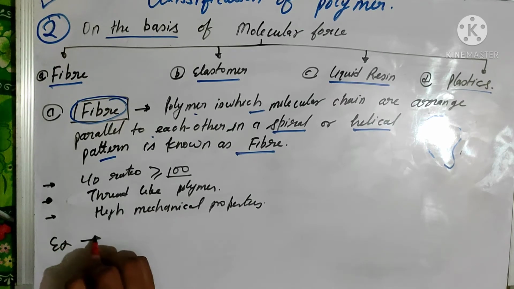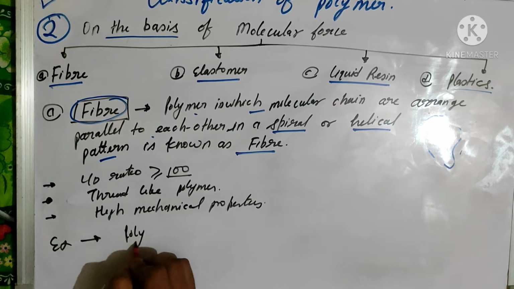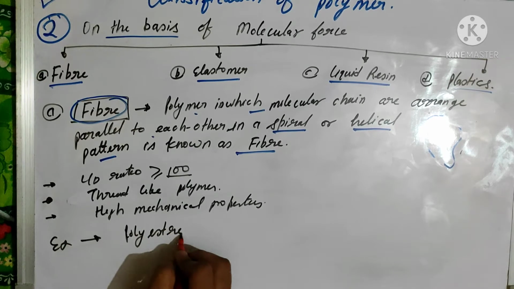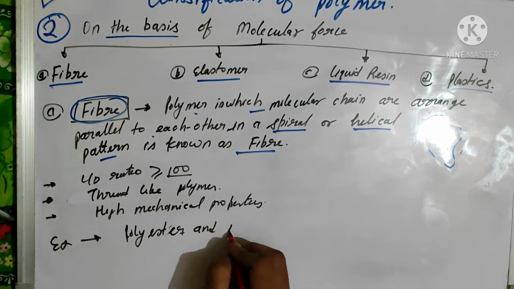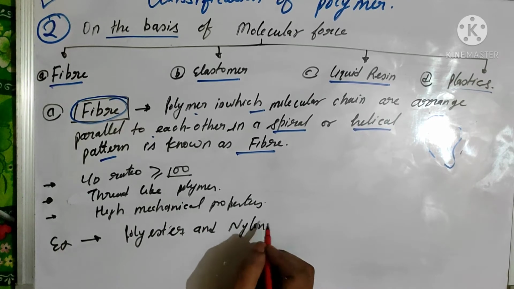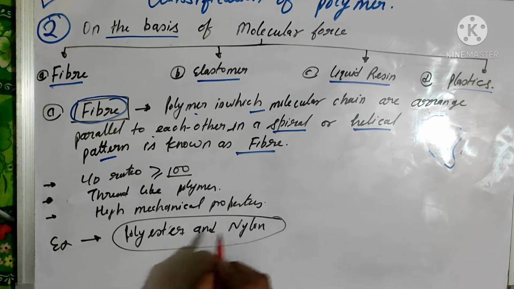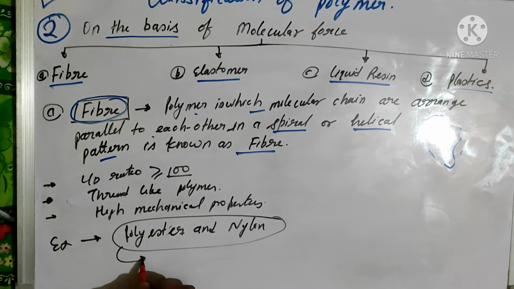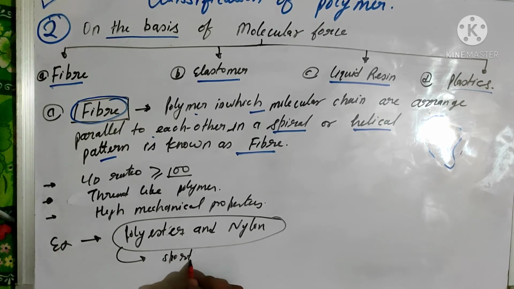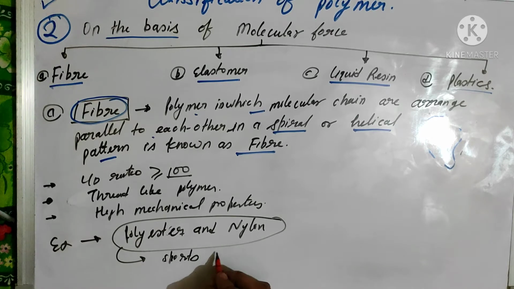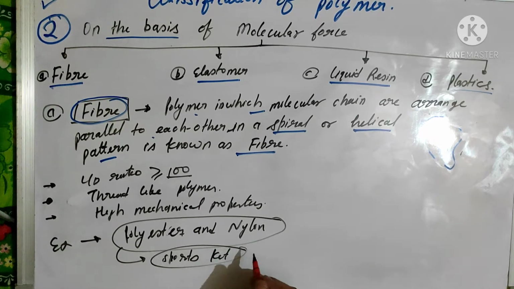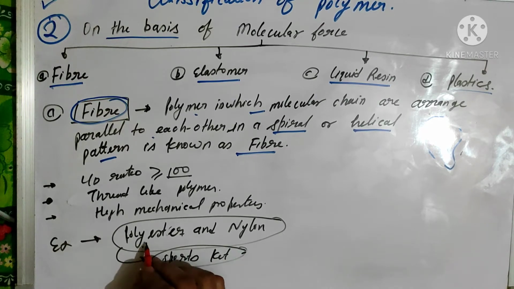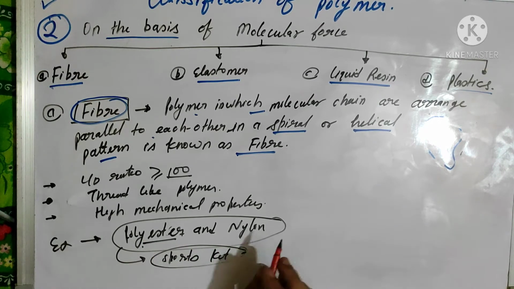Some examples of the fiber are polyester and nylon. These are typically used in the making of sport kit. You can see all the sport kit is made by either nylon or polyester.